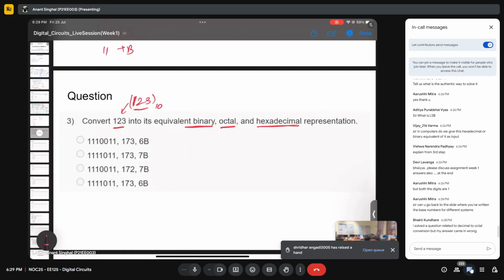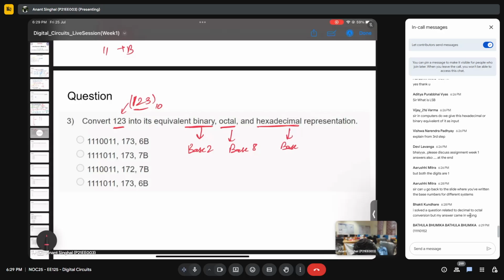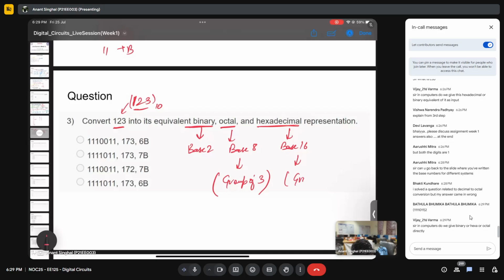Okay, so there is, I think, some more doubt. Let's see. Yes, whoever is raising their hand, you can just type your doubts in the chat box. So binary is just base 2, and octal is base 8. The only difference between the hexadecimal and the octal is that you need to make a group of 3 in octal, and you need to make a group of 4 binary digits in the hexadecimal. That is the only difference you need to do to convert it into the octal or the hexadecimal.